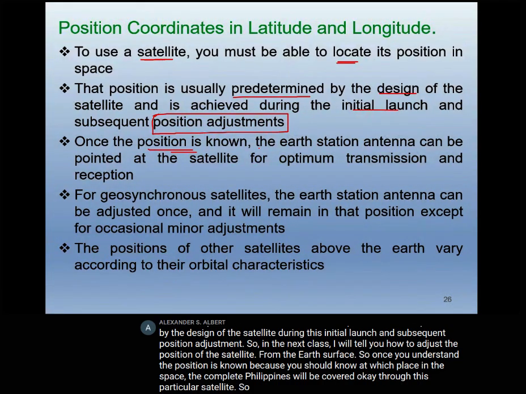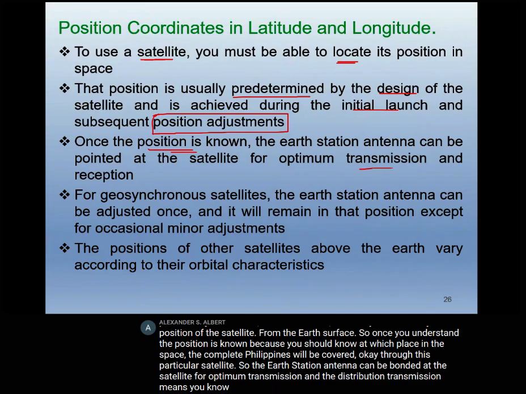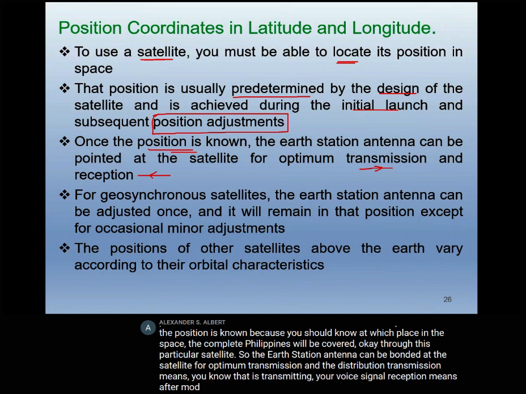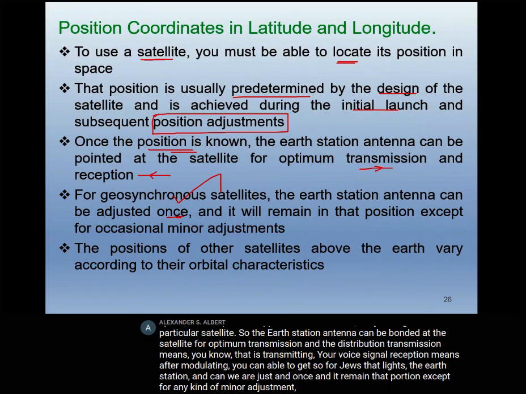So the Earth station antenna can be pointed at the satellite for optimum transmission and distribution. Transmission means transmitting your voice signal. Reception means that after modulating the signal, you are able to get it. So for GEO satellites, the Earth station antenna can be adjusted once and it will remain in that position except for any minor adjustments. Only one time you are launching, only one time you are fixing the position.